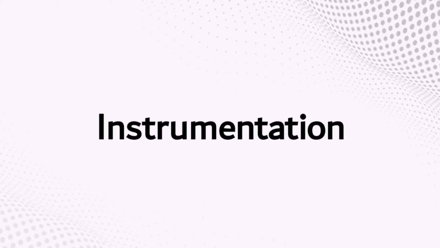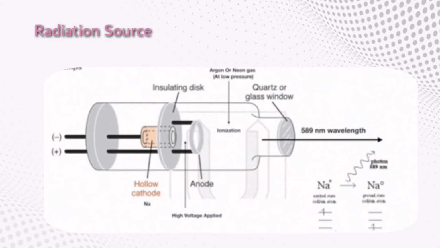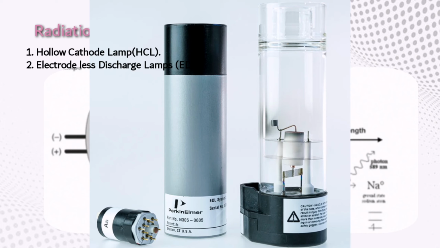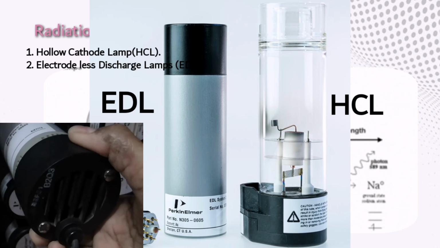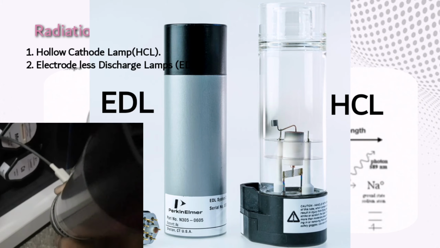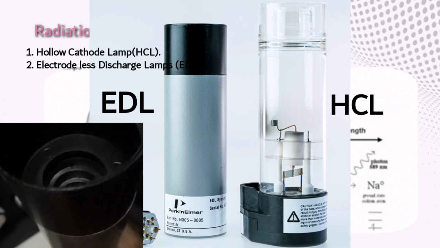Now let's see the instrumentation part. The first important component is the radiation source. There are radiation sources of different types. Usually used ones are hollow cathode lamps and electrodeless discharge lamps. Mostly hollow cathode lamps are used. Electrodeless discharge lamps are used for analysis of volatile elements like arsenic, antimony, bismuth, cadmium, mercury, etc.